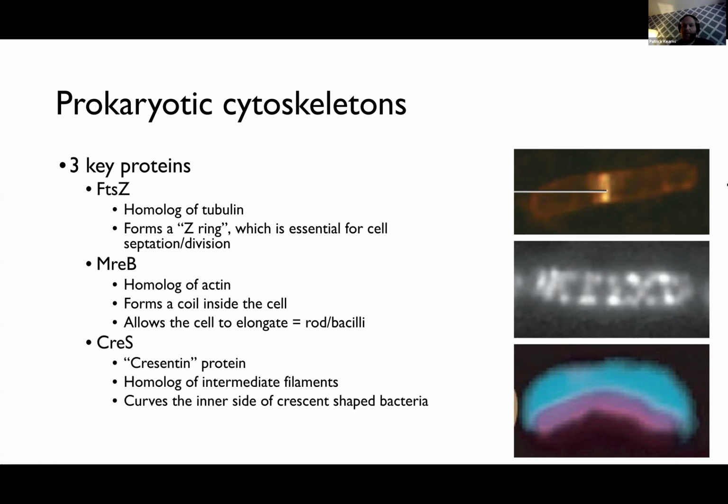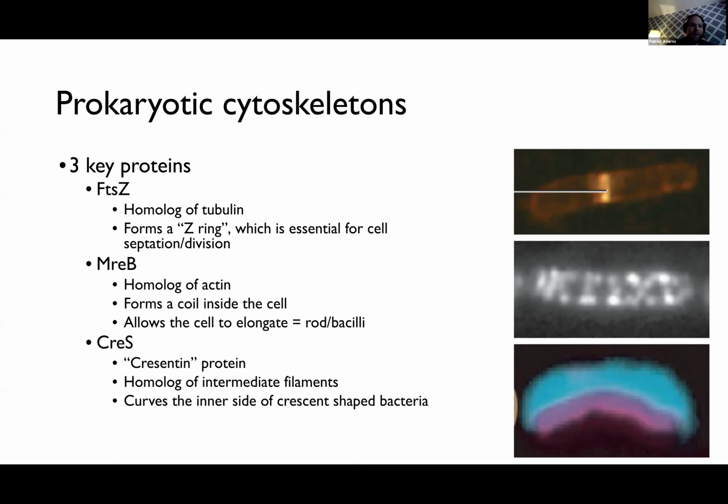And you can see a little diagram here. This is a ring of FtsZ around the center of this rod-shaped bacteria. So that's the first one. The next one is MreB. It's the homolog of actin. Again, that should come to mind, actin, part of your cytoskeleton as well.